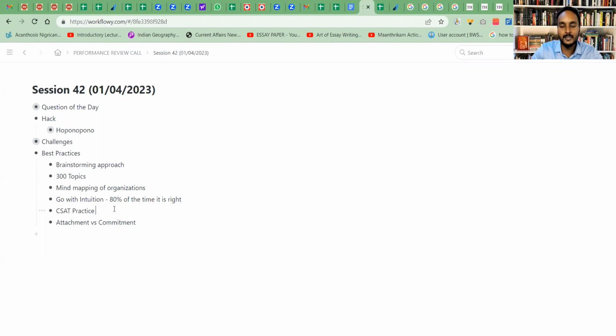We have another 60 days to go. So if you're weak at CSAT, please check out on CSAT. In CSAT, first preference has to be given to quantitative aptitude and logical reasoning, followed by English comprehension. Please don't rely on English comprehension because it's pretty confusing and subjective. And lastly, attachment versus commitment.